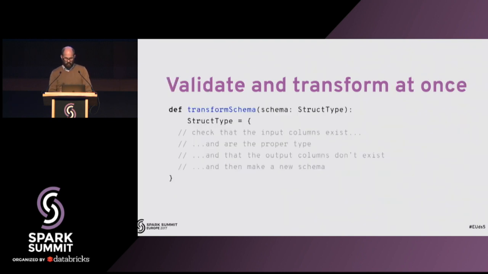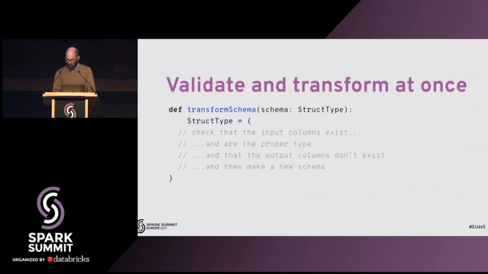So when you're implementing a transformer, the first step is to implement the code that transforms the schema. But this code is also going to show up in the estimator because you're going to be training data on the same kind of data you're going to be predicting on, so you'll need to be able to validate. And if you do validation and transformation in the same method, you can reuse this code.